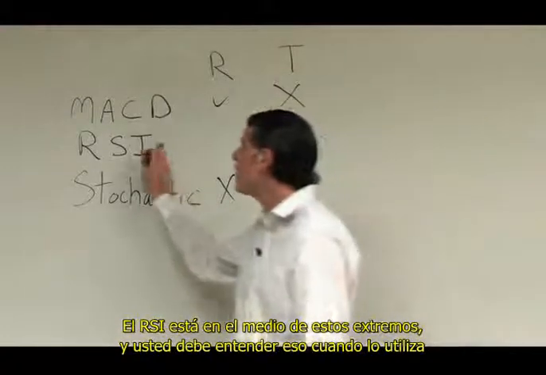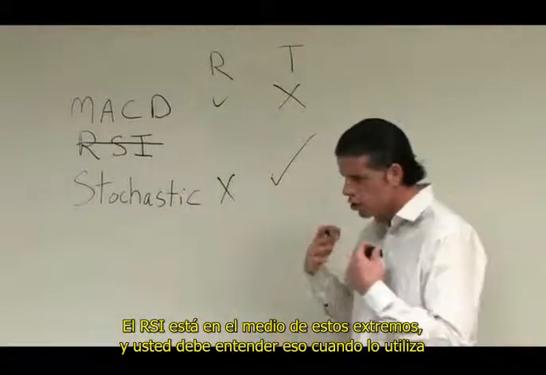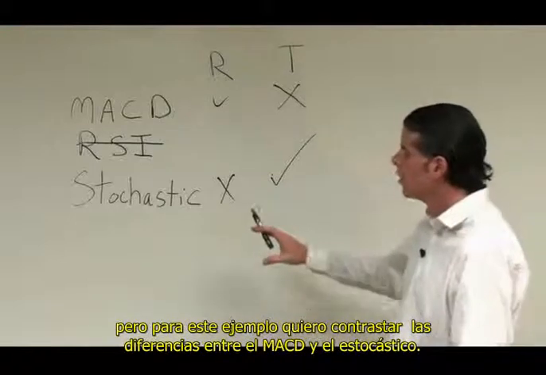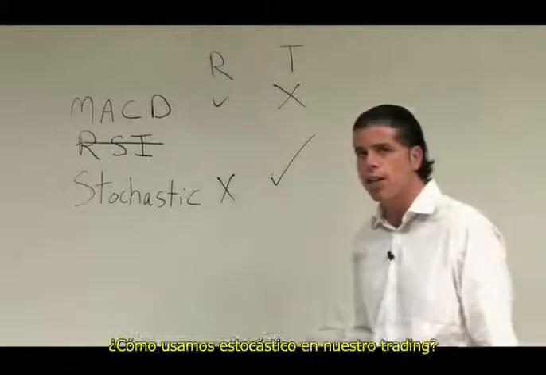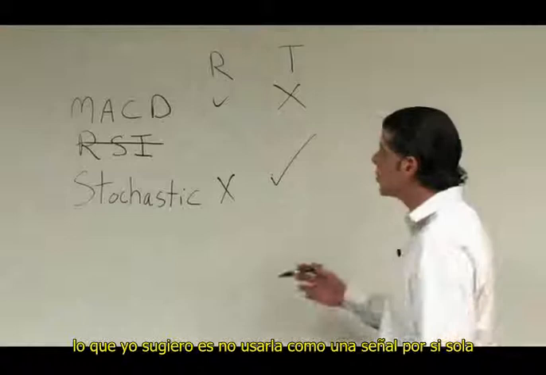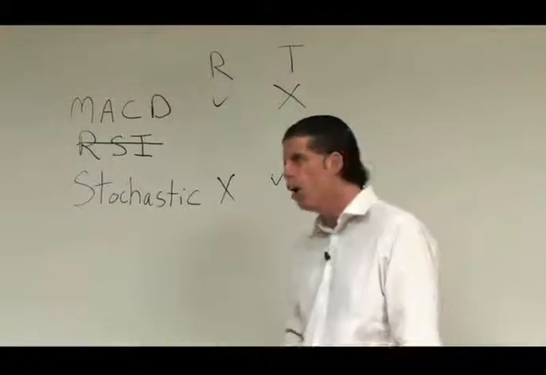Now, RSI is sort of in the middle of these two extremes. And you should understand that when you are using RSI. But for this example, I just wanted to contrast the differences between MACD and stochastic. So using stochastic in your own trading, how are you going to do that? So what I would suggest, if you're going to use stochastic, you should not use it as a standalone signal.